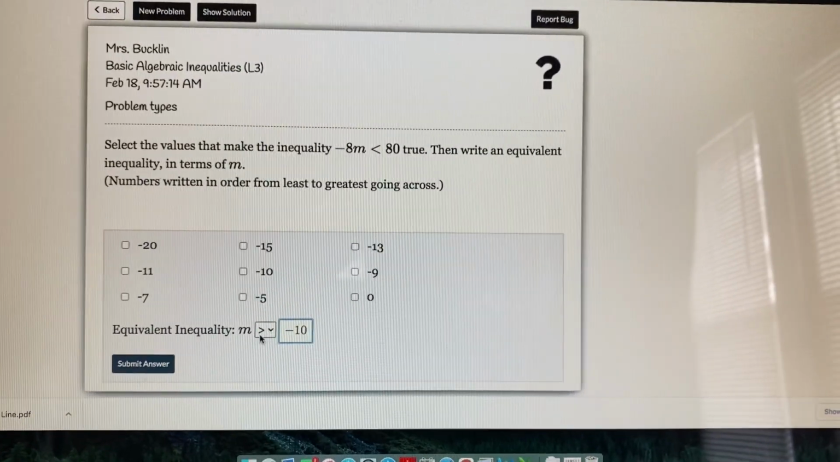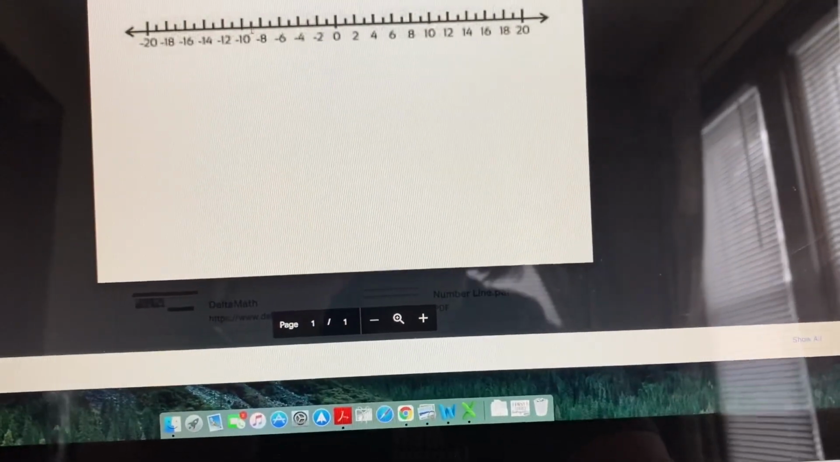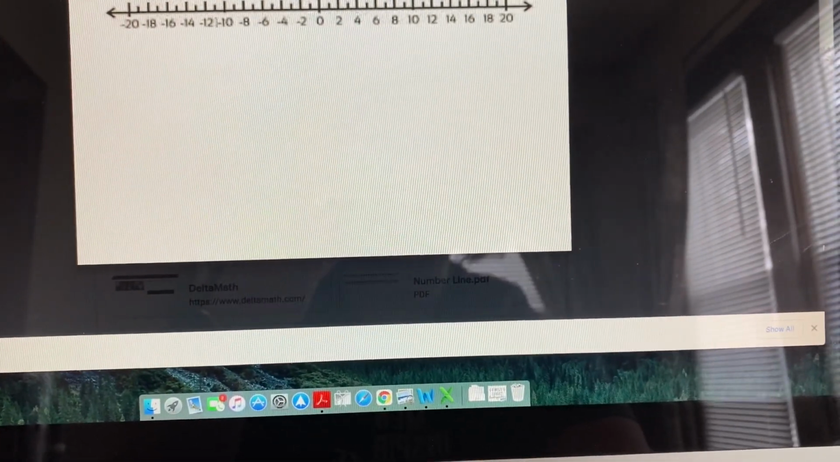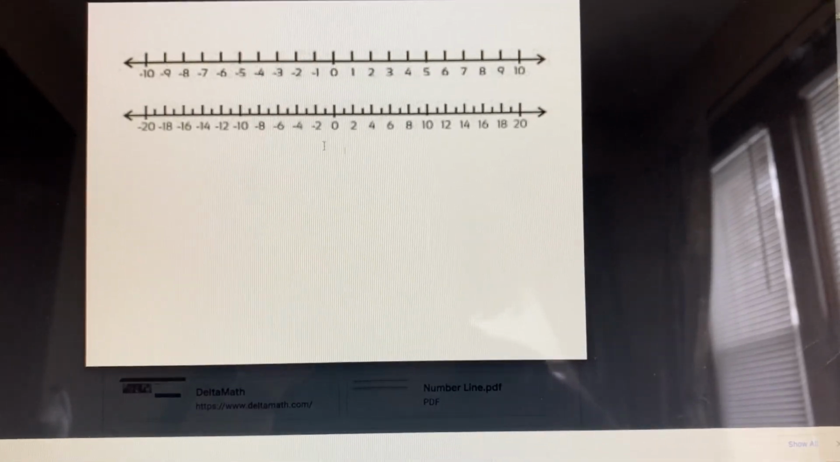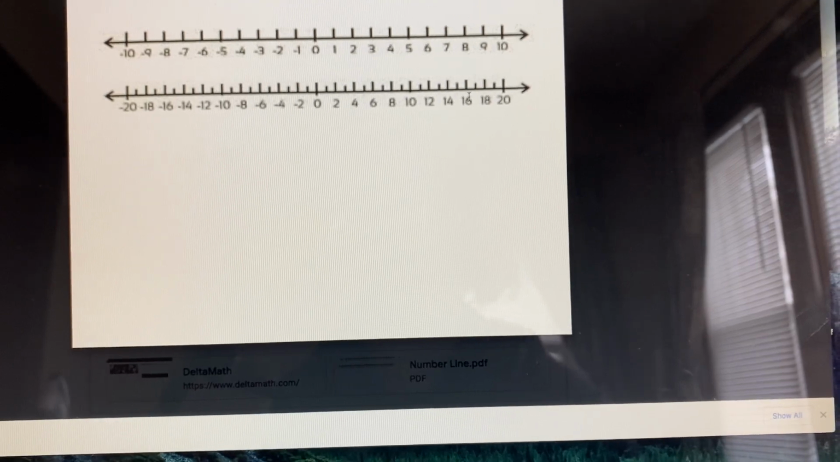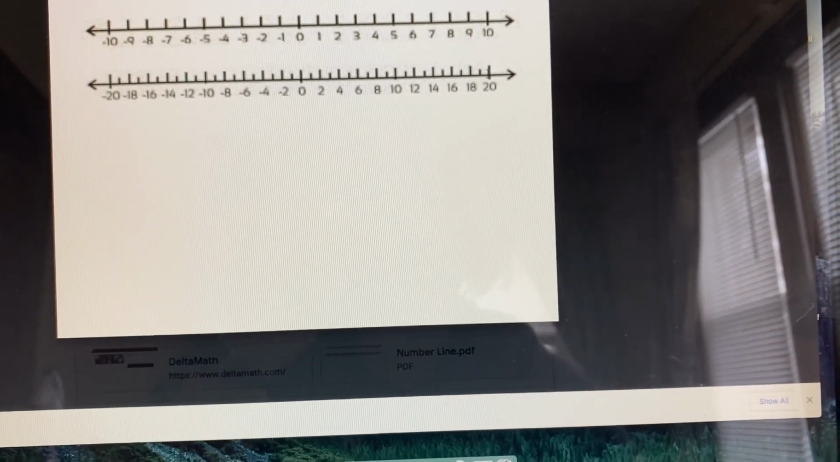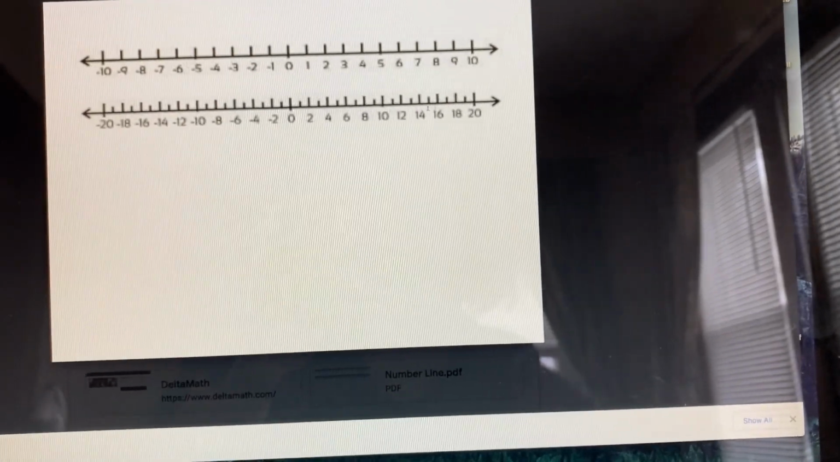So if m is greater than negative 10, we have to think about what numbers are greater than negative 10. Here's my negative 10. And which direction is greater than? Well, remember, if I was here at positive 10, greater than would be 12 or 14 or 15 or 17 or 25, right? Because as we go to the right, it gets bigger.